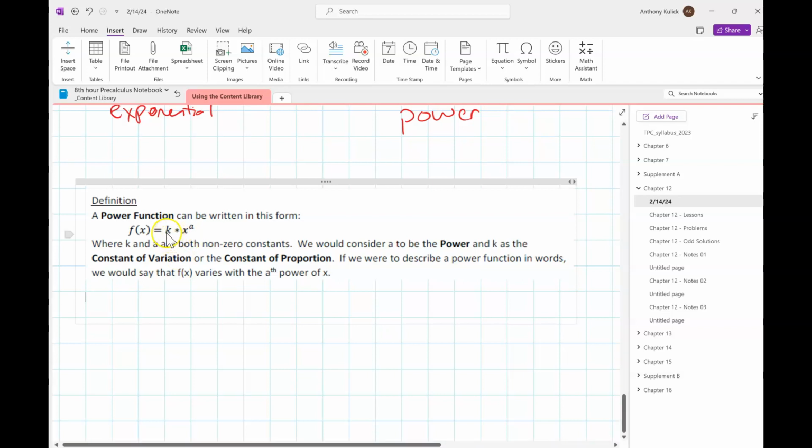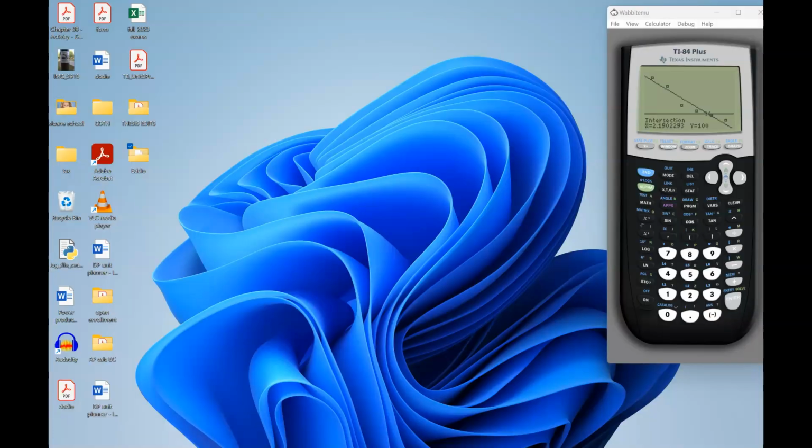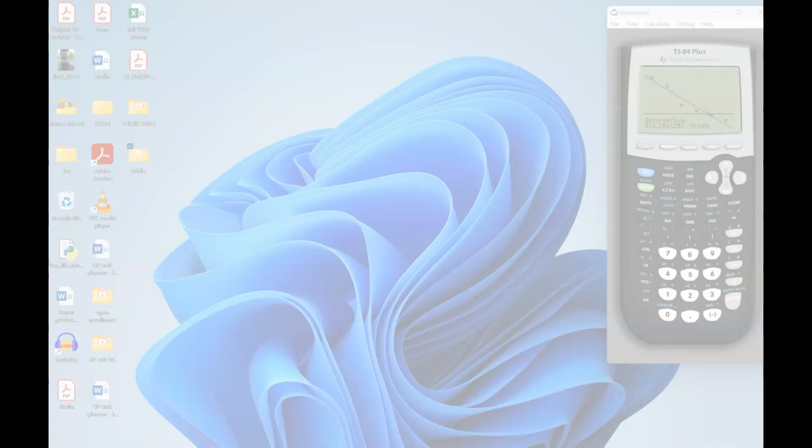So vocab-wise, the k, that coefficient out front, we call the constant of variation. The exponent here, the a, we call the power for our power function. And in words, what we would say is we'd say f of x varies with the 8th power of x. So let's just look at a couple of examples here of like just using the words.